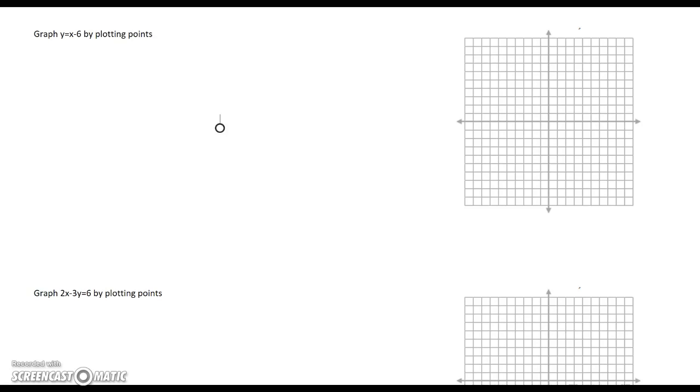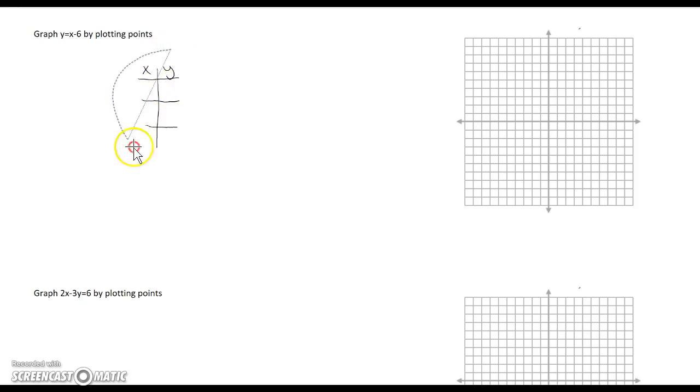Okay, I want to start this video. It says graph y equals x minus 6 by plotting points. So what we're going to do to plot points is we need to make a table of x and y values. So in class we're going to learn how to use our graphing calculator, but I just want to show how we're going to find these values kind of like longhand.